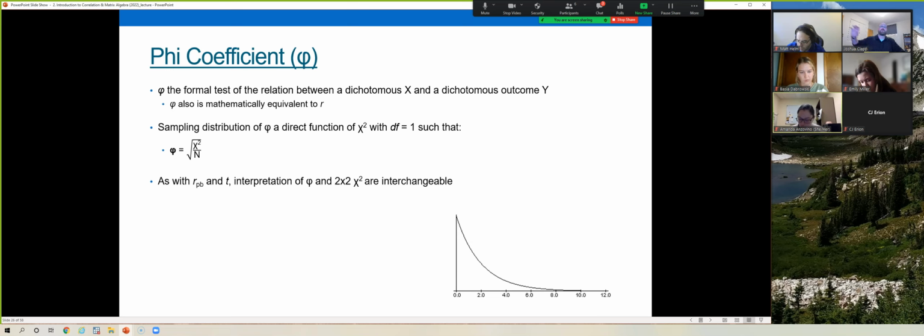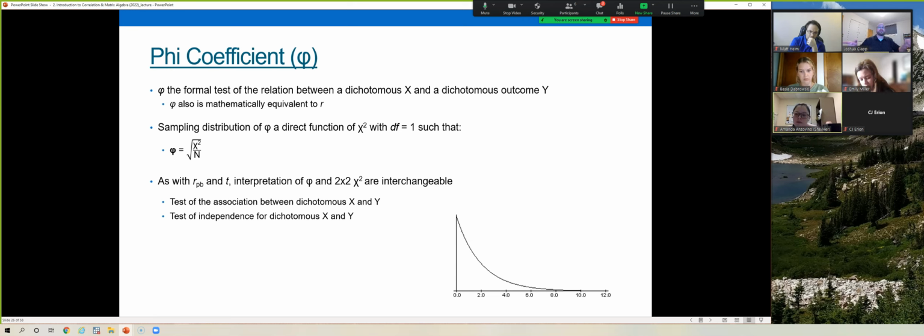And again, as with the point biserial and t, interpretation of your phi coefficient and your 2 by 2 chi-square is going to be interchangeable. We can move back and forth with that. We can think about that 2 by 2 chi-square as an association between my dichotomous X and my dichotomous Y. This is how we would think about it in terms of phi, or if we're talking about a chi-square, we're talking about the independence of my dichotomous X and my dichotomous Y. But it's all the exact same thing. We can move back and forth and talk about this however makes sense given our problem.